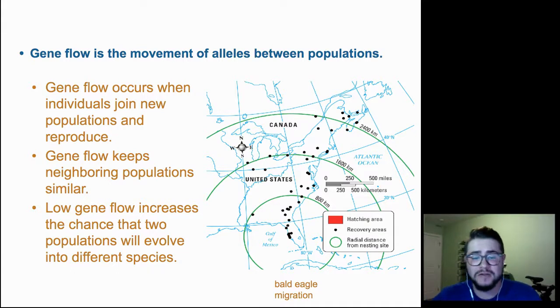And if there's a low gene flow, that increases the chance that two neighboring populations will evolve into different species, because if they're not sharing genes, there's a chance that they diverge because of mutations and sexual reproduction. So gene flow, movement of alleles into populations.